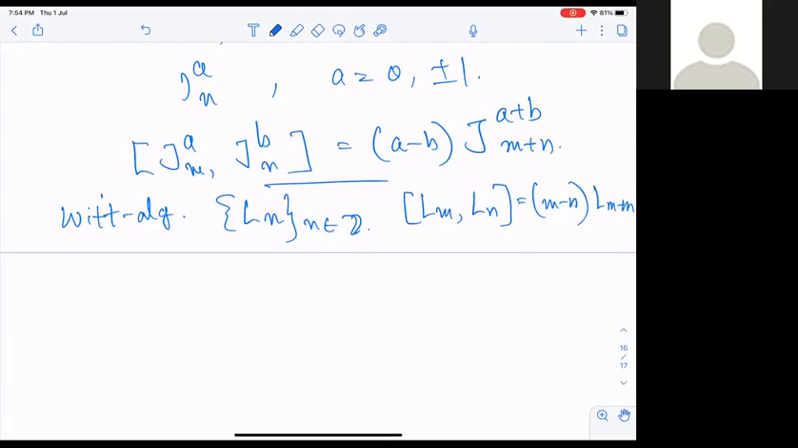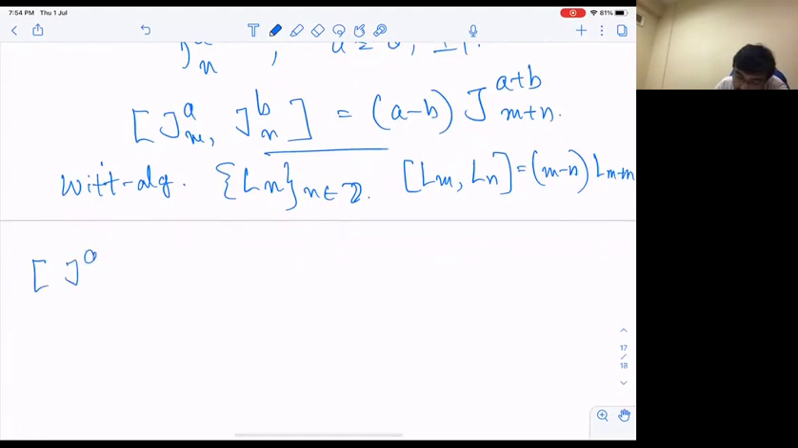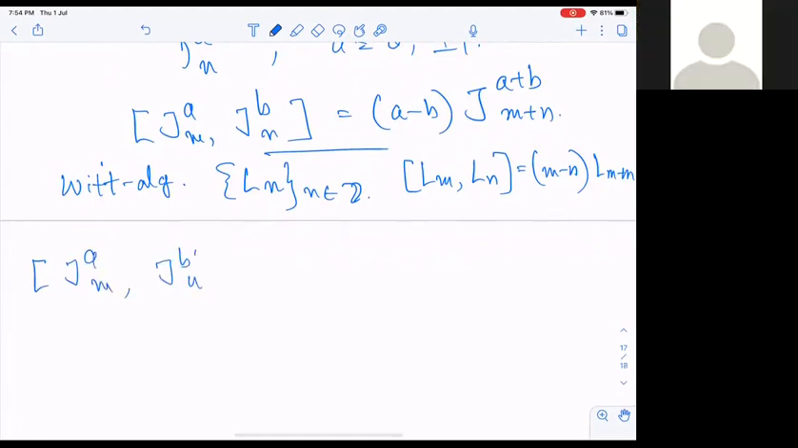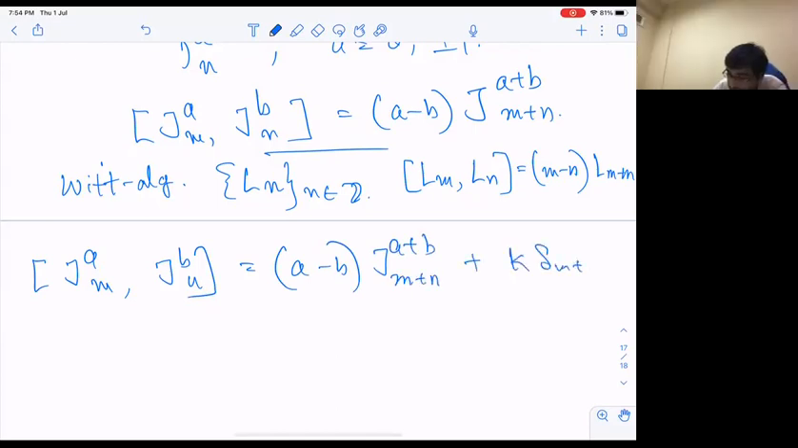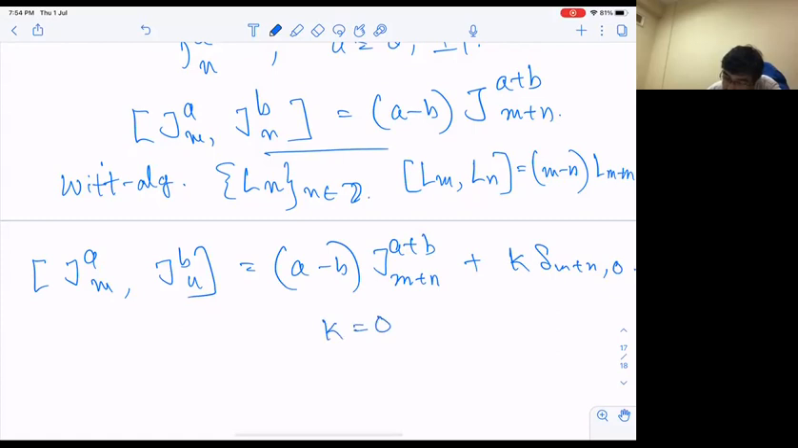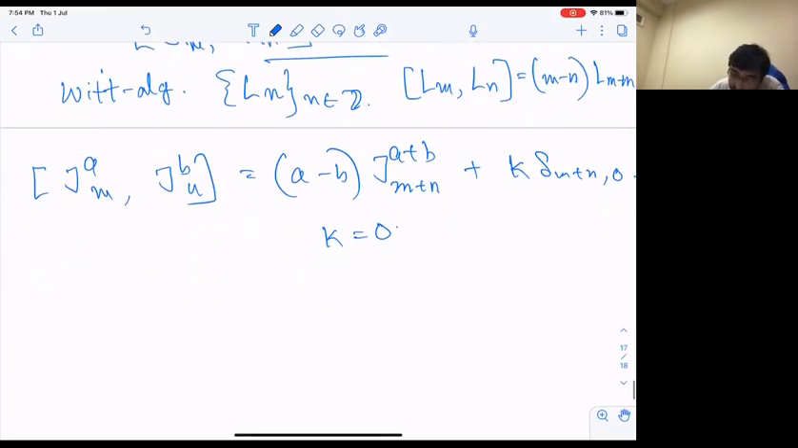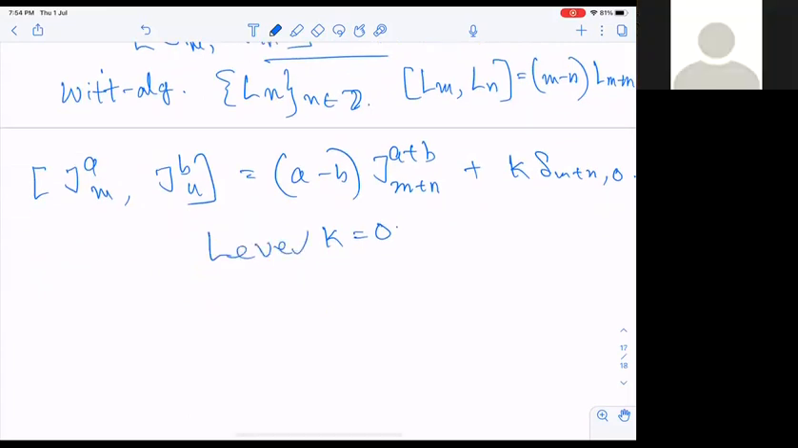Yes, that's clear. I'm just wondering about the central extension term, the central charge term. Yeah, so the point is that you could have this term plus some term k delta k plus right zero. Now in this case, this k is actually zero. Oh, I see. Okay.